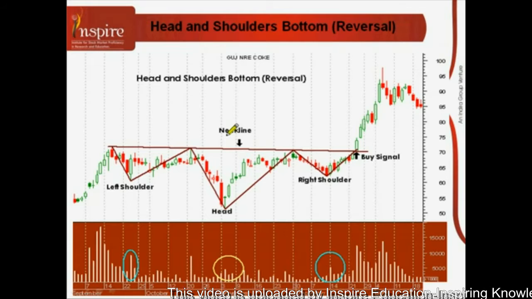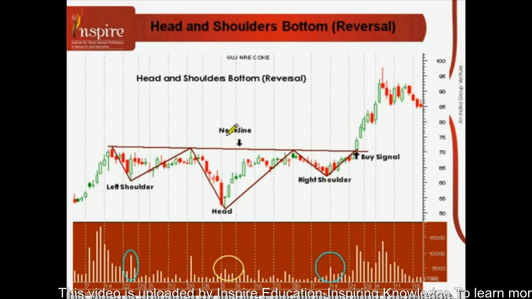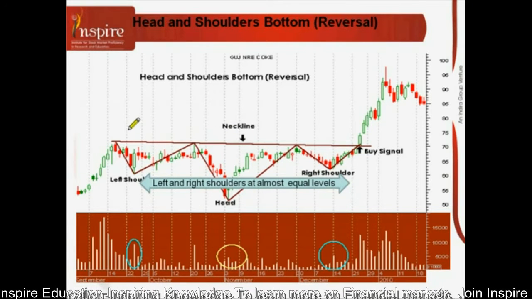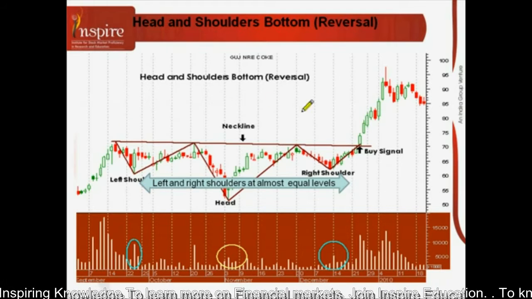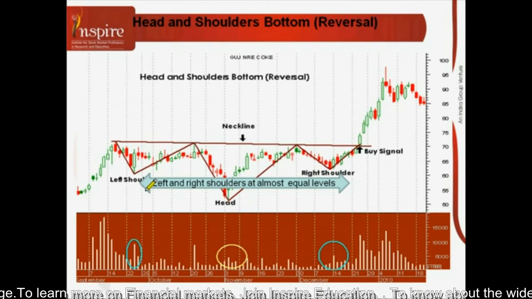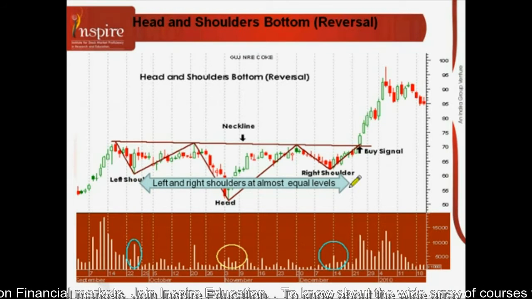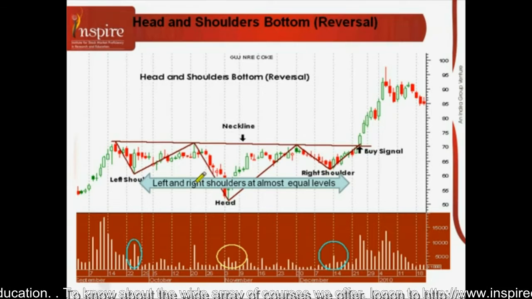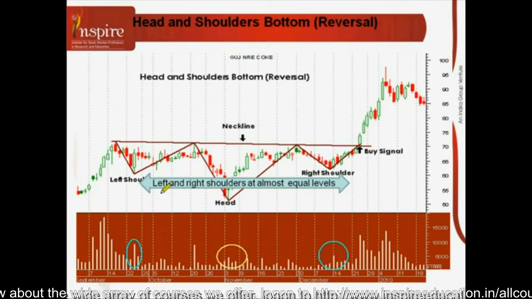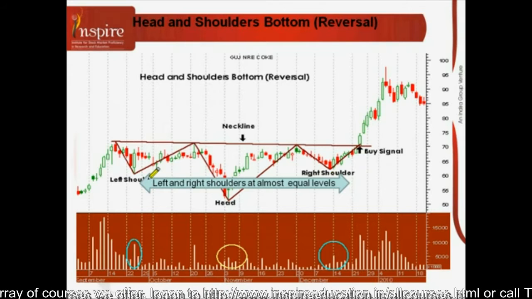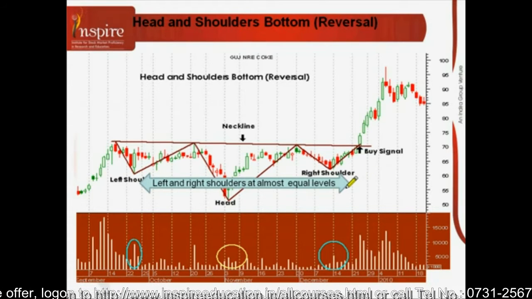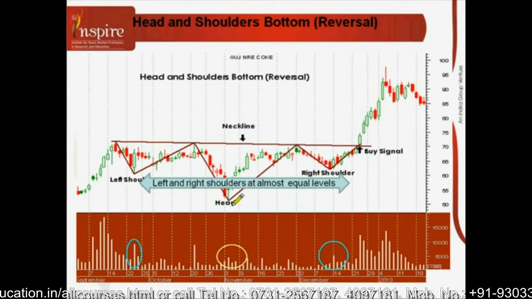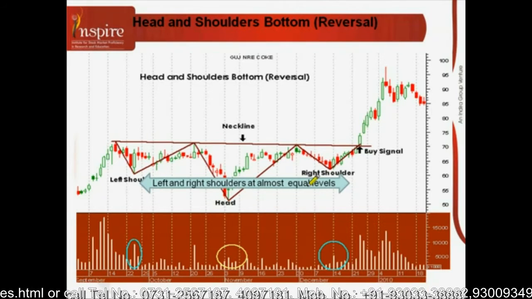Now there are some characteristics which are significant in this pattern. The first characteristic is symmetry. Symmetry is an important characteristic of this pattern. The left shoulder and the right shoulder should hit their relative lows at the same price levels. You can see the left shoulder and right shoulder; their lows should be at roughly the same levels. Shoulders should usually be about the same distance from the head. The distance of both shoulders from the head should be roughly equal.